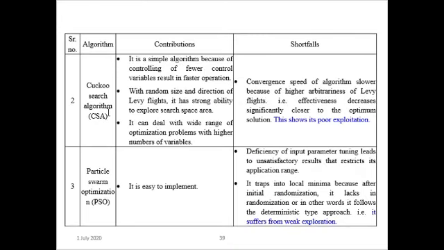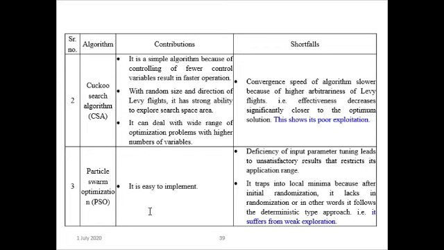For the cuckoo search algorithm, it is a simple algorithm because of fewer control variables. With random Levy flights, it has a good, strong ability to explore the search area. It can deal with a wide range of optimization problems also. But the convergence speed of the algorithm becomes slower because of again the arbitrariness of the Levy flights, and this is because of poor exploitation.